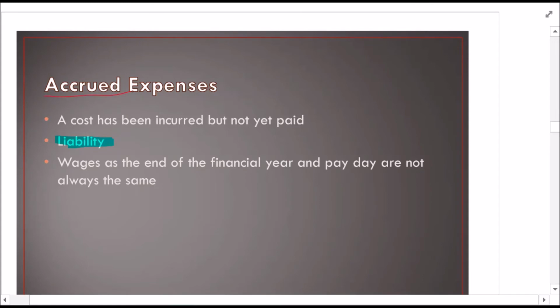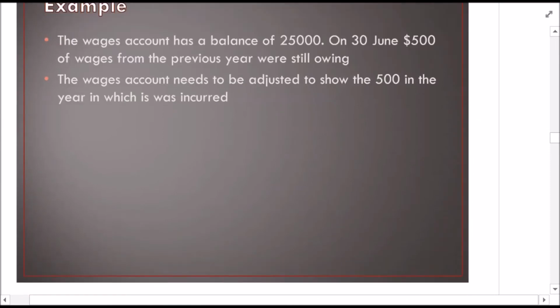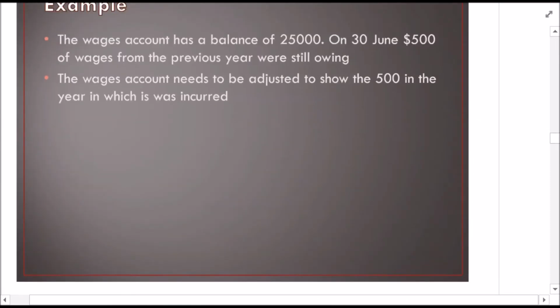So we just call it accrued expenses. It's not actually an expense, it's actually a liability. This is where it can get a bit confusing with these names. We call them accrued expenses, prepaid expenses. They're not actually those, but we'll have a quick way to remember that a bit later. A typical example of an accrued expense is a wages account that has a balance of $25,000. Throughout the year, we probably paid $25,000 in wages. And on the 30th of June, we found $500 from the previous year we were still owing. So, timeline in the middle.